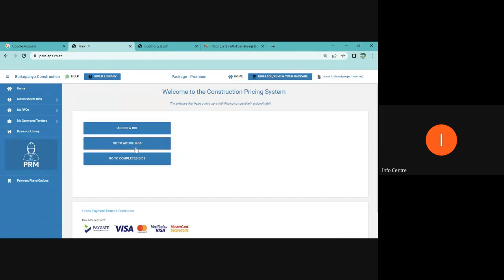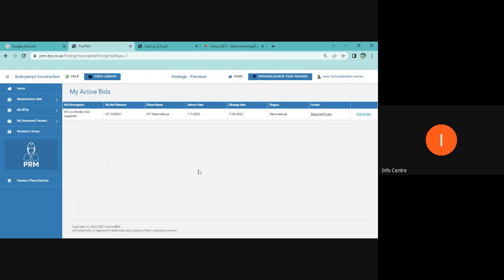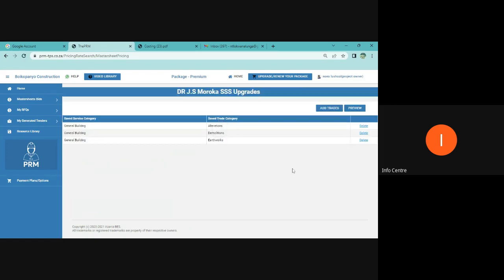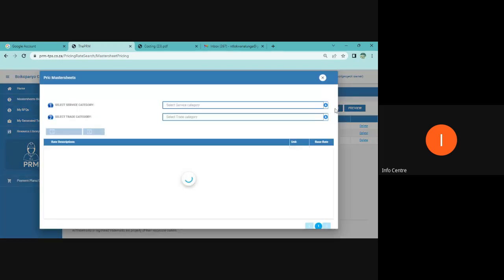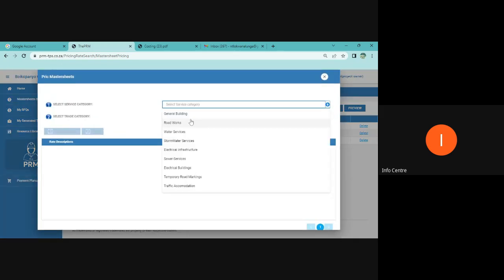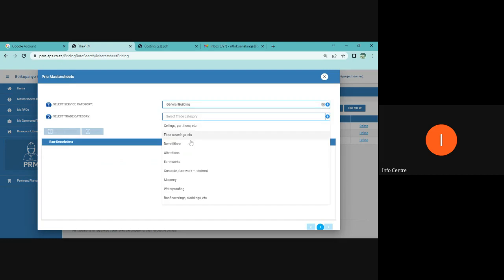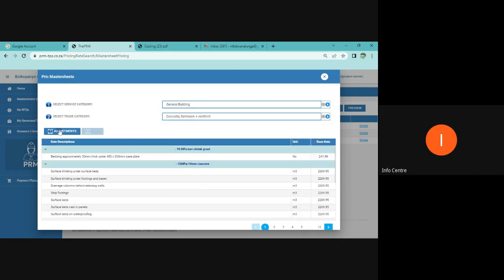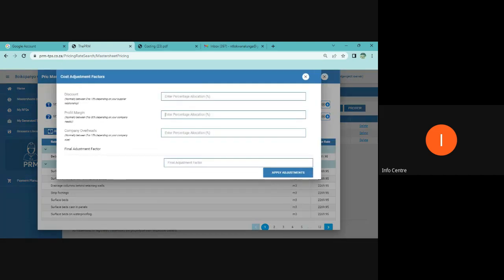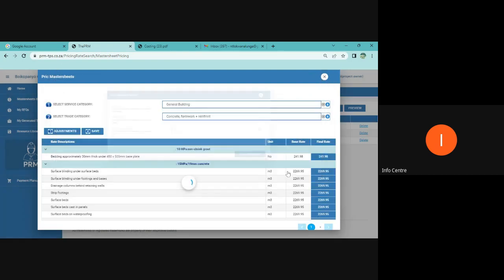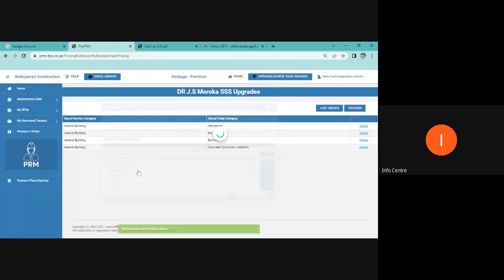So instead of now going to add new, I just go to active because it's already in the system. Instead of start pricing, I just go to resume pricing. And as you can see, my trades are there. I can now start adding more trades because I'm not done pricing yet. I was just pricing one at a time. So this one is for concrete. So I'll add, let's say 5% here, then I'll add 10% here, then I apply, then I say save.